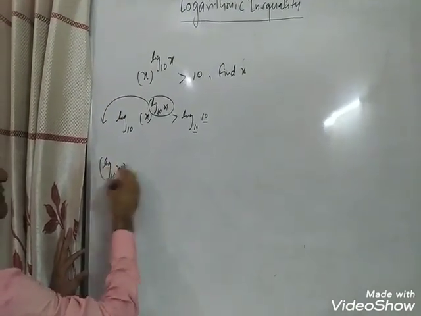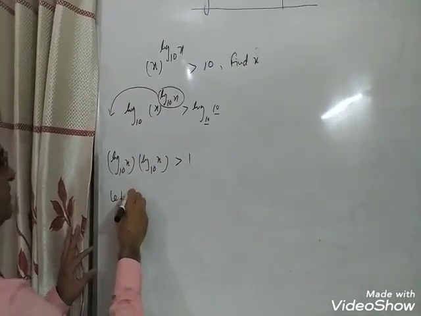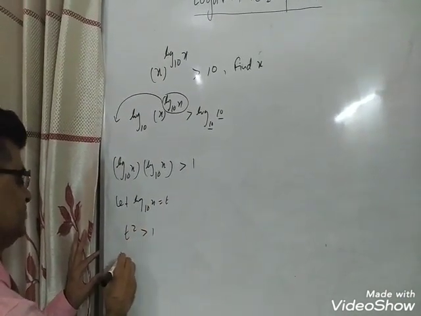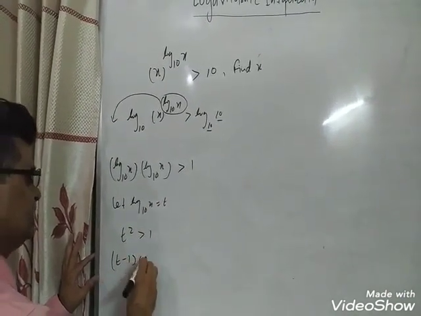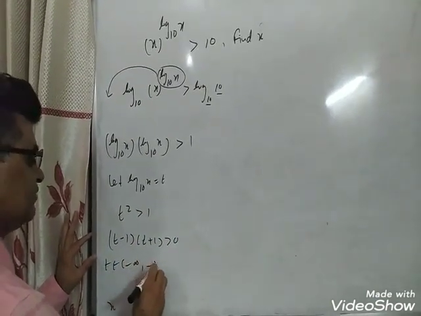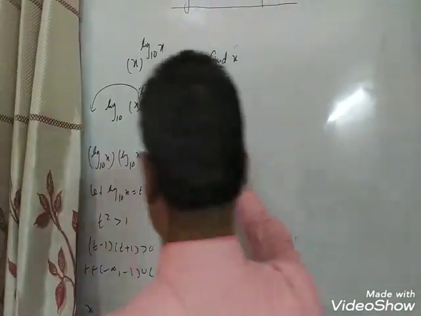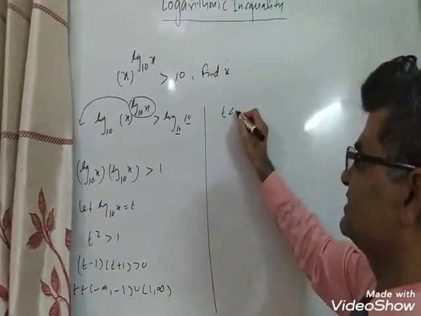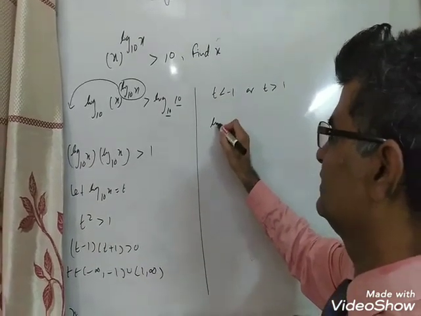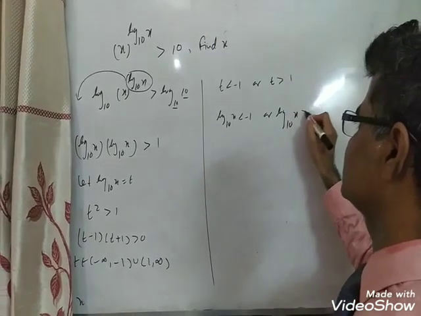Log base 10 x times log base 10 x is greater than 1. Now let log base 10 x equal t. So t square is greater than 1. So (t minus 1)(t plus 1) is greater than 0. So t is from minus infinite to minus 1, union 1 to infinite. Now it means t is less than minus 1 or t is greater than 1. So we are taking log base 10 x less than minus 1 or log base 10 x greater than 1.